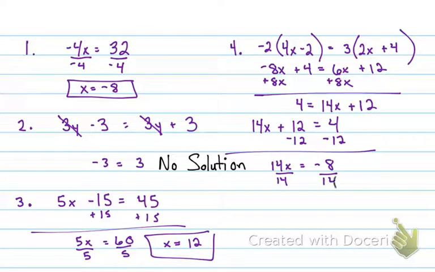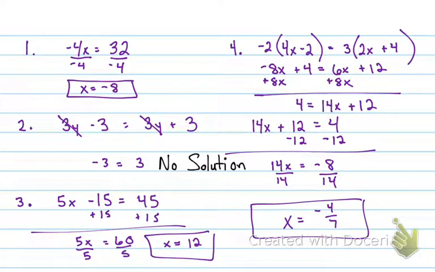Yes, by 14, because 14 is what is connected to your variable. 14 is connected to x. So negative 8 divided by 14 reduces to negative 4 over 7, and that's okay. All right? Just leave it just like that.